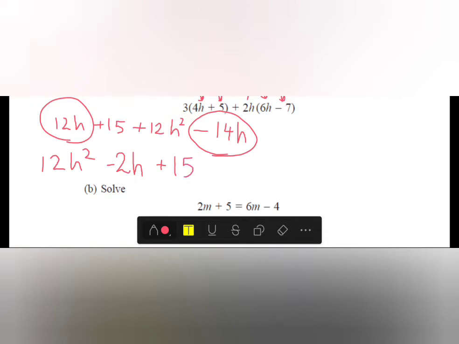So what did we do? First, we expanded all the numbers and the variables together. And then we simplified by adding and subtracting like terms, and we left the unlike terms alone. So we end up with 12h squared minus 2h plus 15. And this is how you answer a question like this. Now, let's move on to the next question.